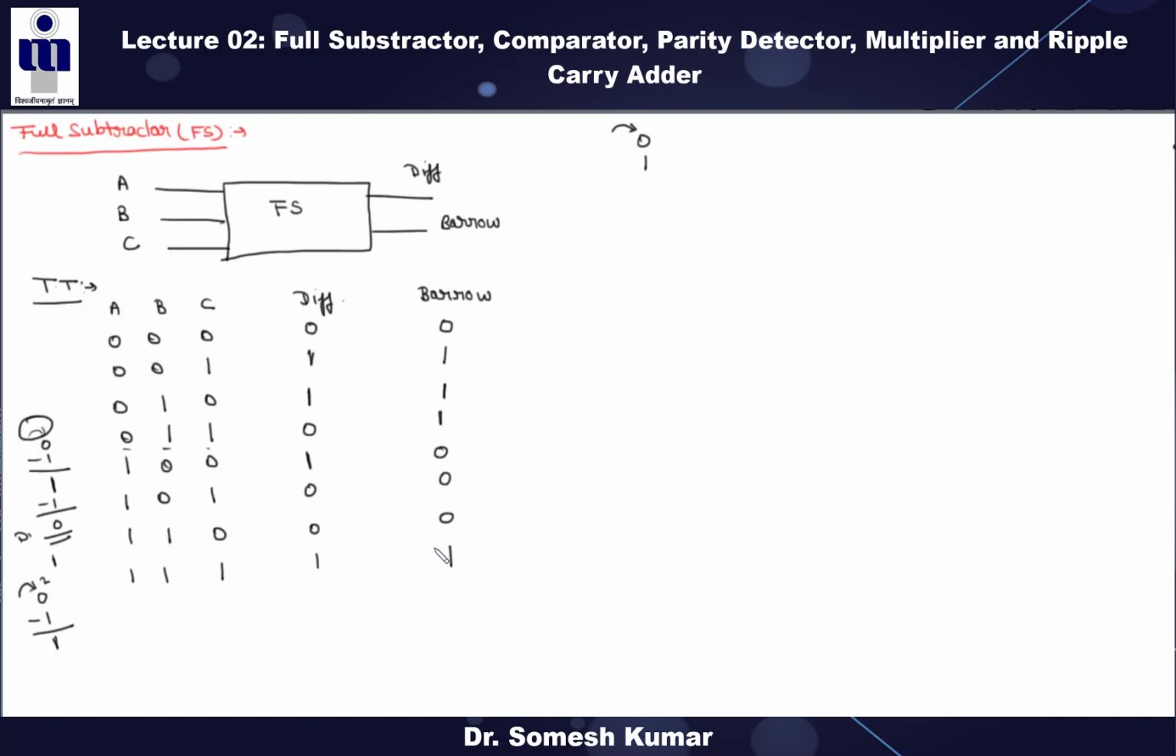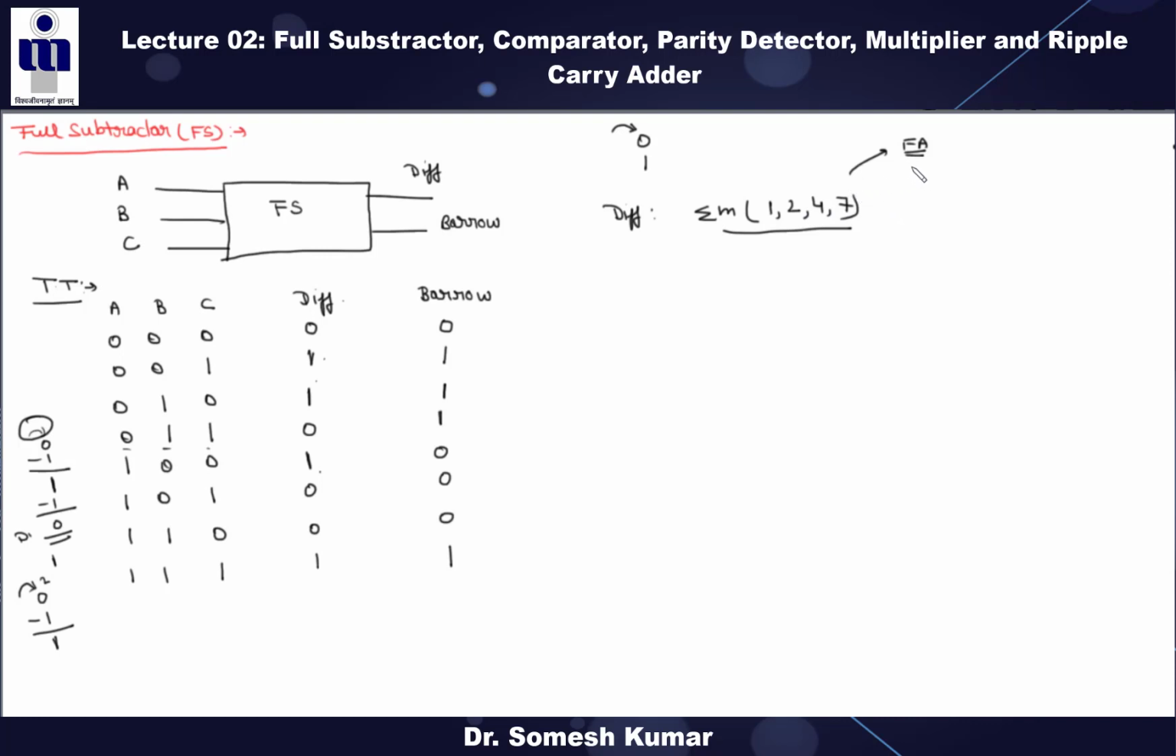So in the next step, we have to write the expression for these outputs, the difference and the borrow. In the standard SOP form, we can write this as minterms 1, 2, 4, 7. This is the standard SOP form of the difference. And in terms of expression, what can we write? This is basically similar to your full adder, 1, 2, 4, 7.